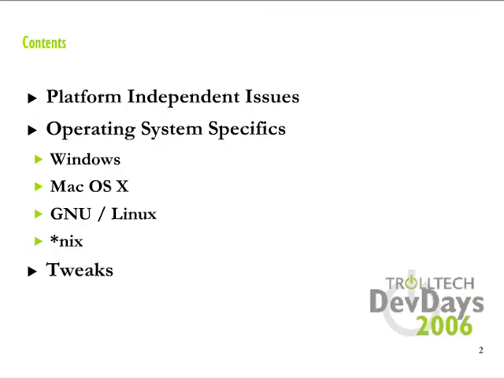First, the contents. Since Qt is a platform-independent toolkit, of course, there are a lot of platform-independent issues attached to it, which we're going to handle first. Then we're going to dive into the operating system specifics, take a look at Windows, take a look at Mac OS X, take a look at GNU/Linux, and several other Unixes. And the last chapter is called Tweaks, because that's where I dumped everything I couldn't dump anywhere else.